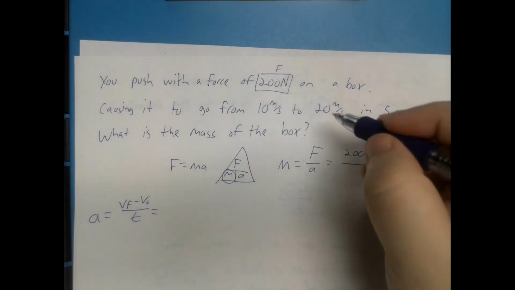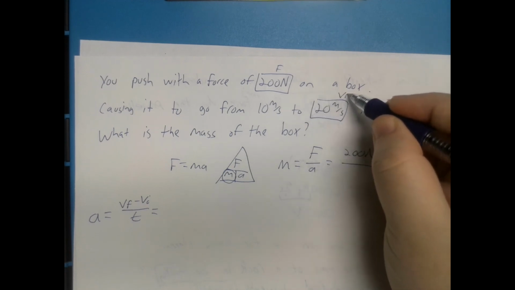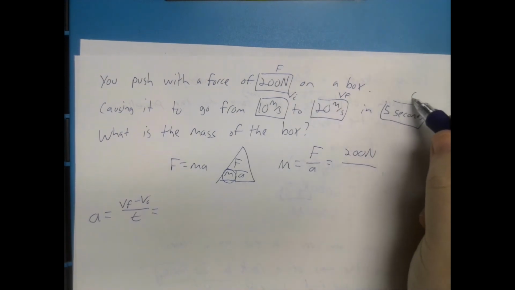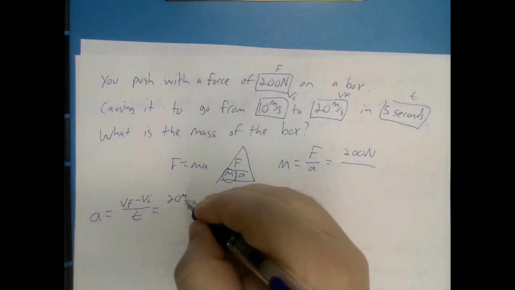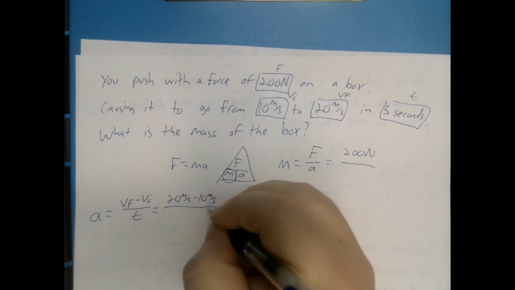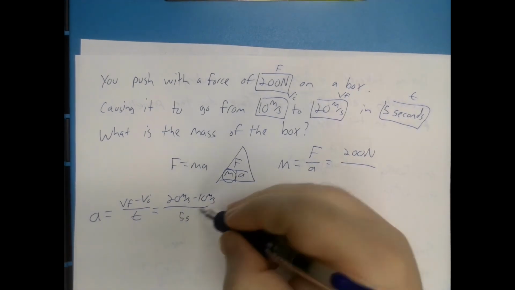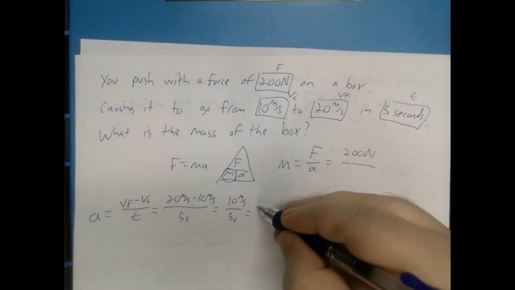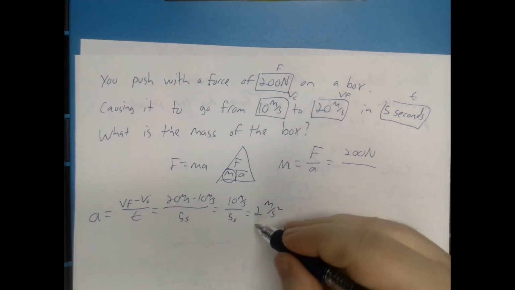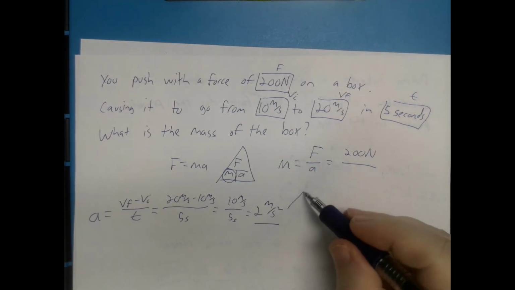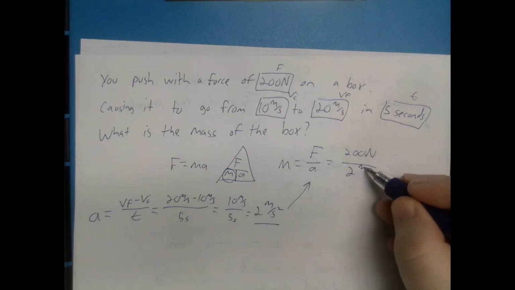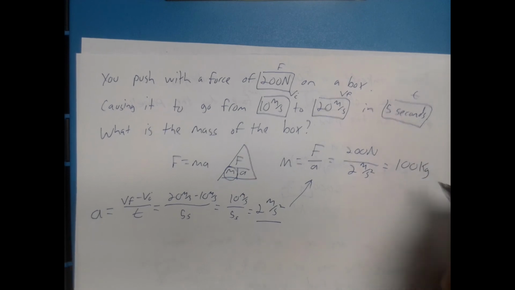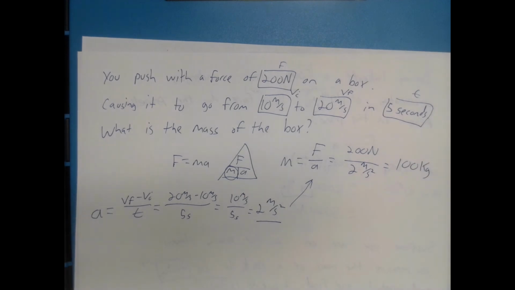So we would take its final. This is Vf, this is our initial, Vi, and this is our time. So it'd be 20 meters per second minus 10 meters per second over a time of 5 seconds. So that'd be 10 meters per second divided by 5 seconds, or 2 meters per second squared is the acceleration. So we plug that in for a, and we get that the box weighed 100 kilograms, or about 220 pounds.